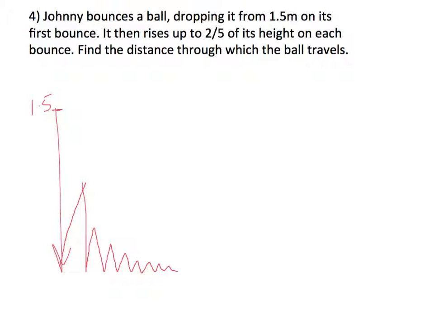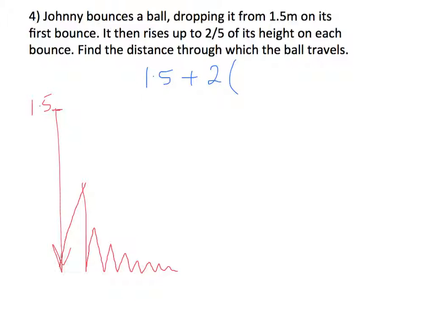Okay, find the distance through which the ball travels. Alright, so where is our series? We've got 1.5 is the distance it travels. And then see what happens here is that distance and that distance is the same. This distance and this distance is the same. This distance and this distance is the same. Remember though, it's going up and down, up and down, up and down. So we've got 2 lots of this series here. So we've got 1.5 plus 2 lots of our series.